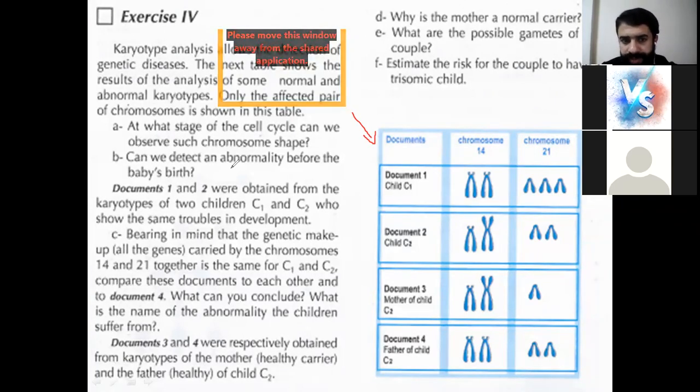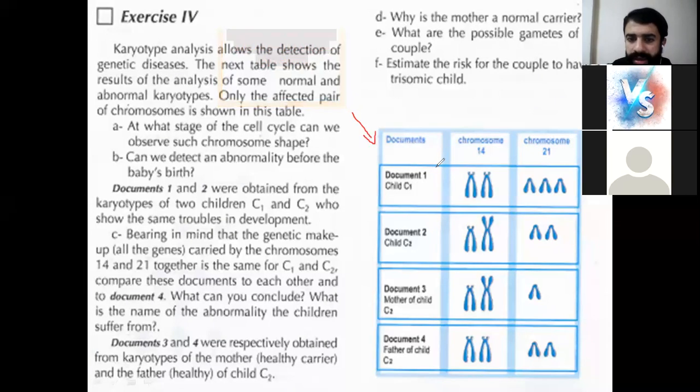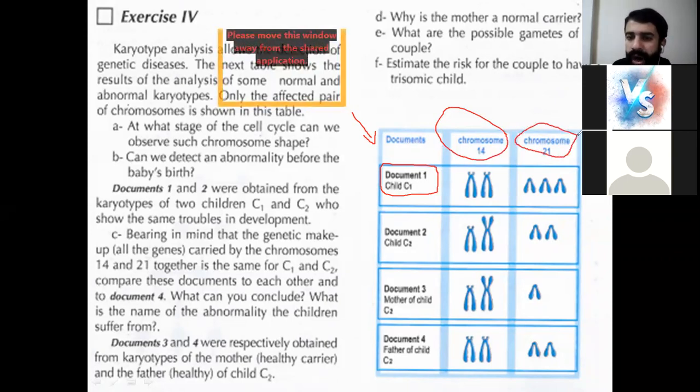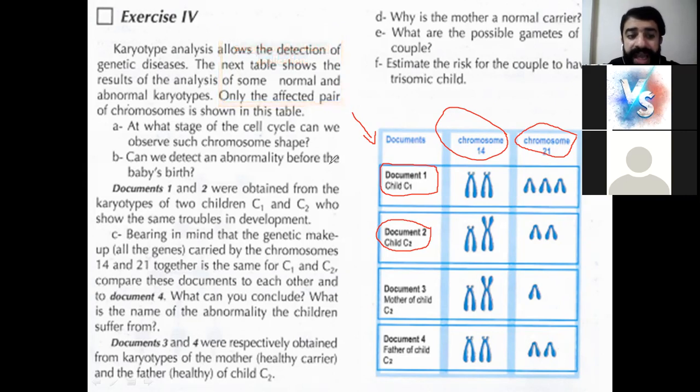So documents 1 and 2 were obtained from the karyotypes of child C1 and C2. This is document 1. On document 1, here we have chromosome pair 14 and chromosome pair number 21. And here we have document 2 showing the karyotype of the child C2, also showing chromosome 14 and chromosome number 21. So C1 in document 1 and C2 in document 2 show the same troubles in development.